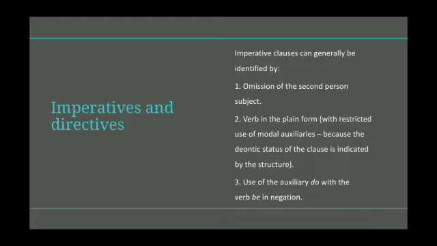And then move to imperative and directive. Imperative clauses can generally be identified by omission of the second person subject, a verb in the plain form with restricted use of modal auxiliaries because the deontic status of the clause is indicated by the structure, and use of the auxiliary do with the verb be in negation.